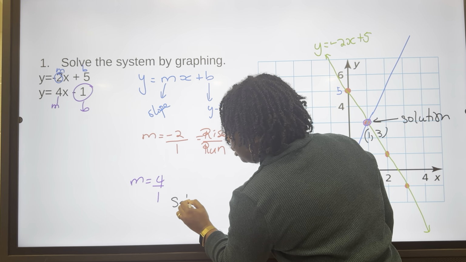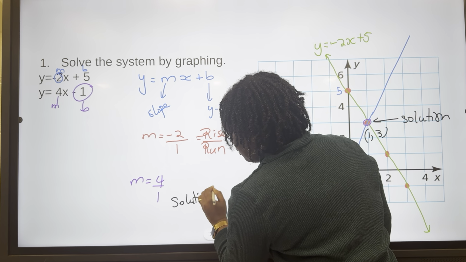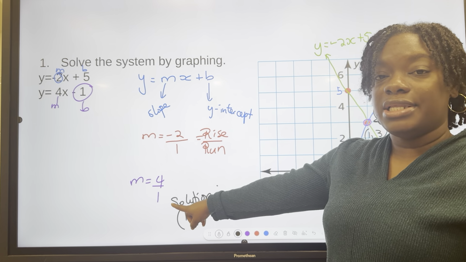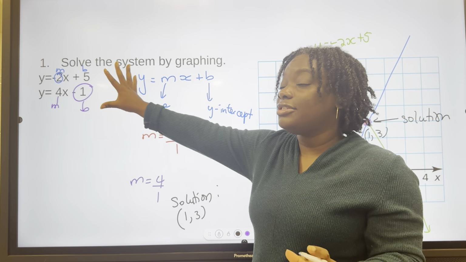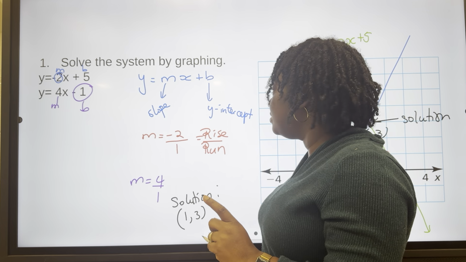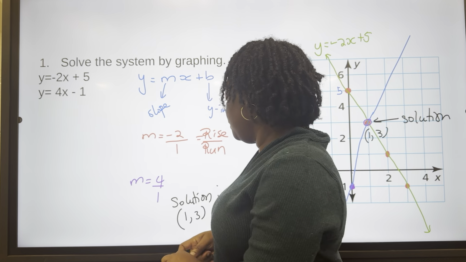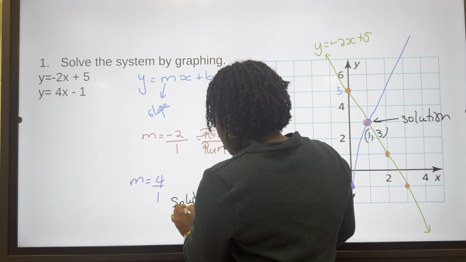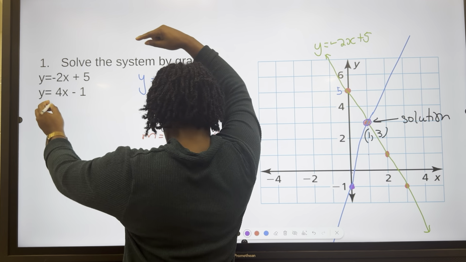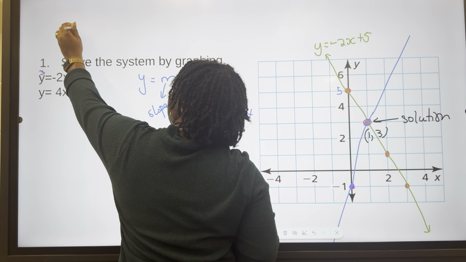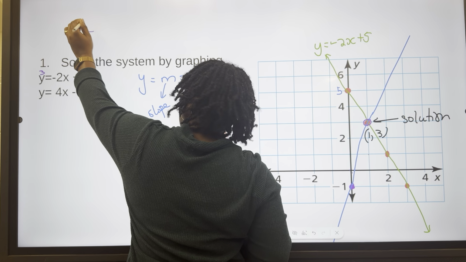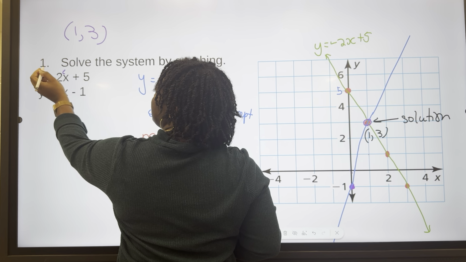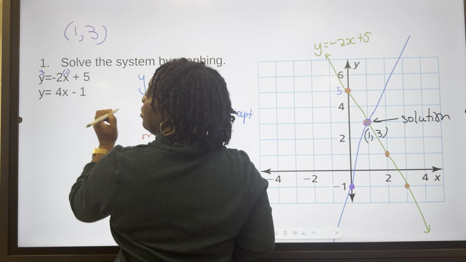So my solution, 1, 3. Good. Now let's test this point to ensure that it is a solution. So let's go ahead and test this point. Let's plug it in. So my x and my y. My y here is 3. Let me put it right here. 3, and my x is 1, right?